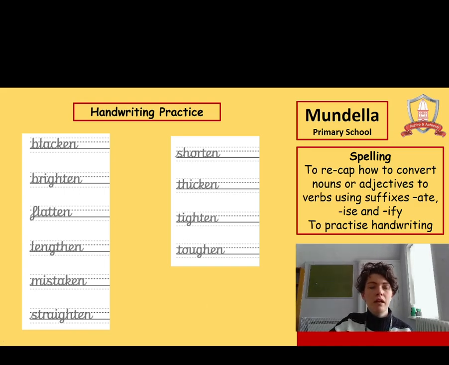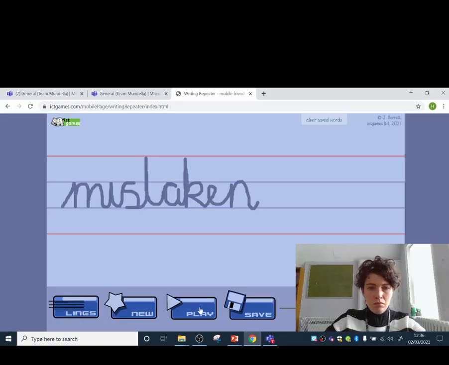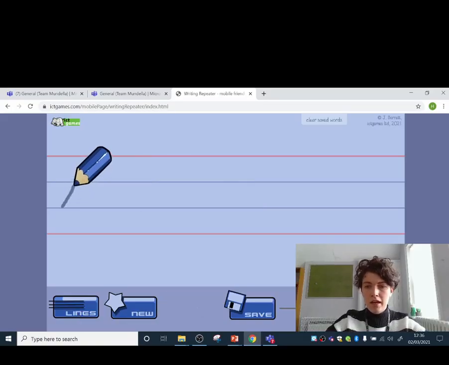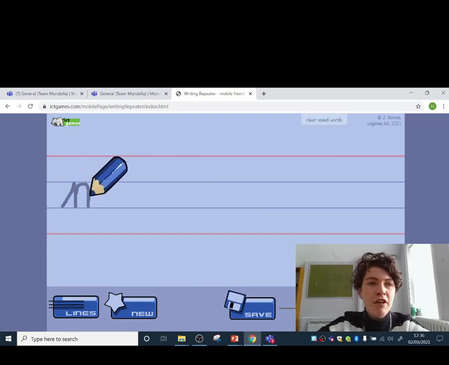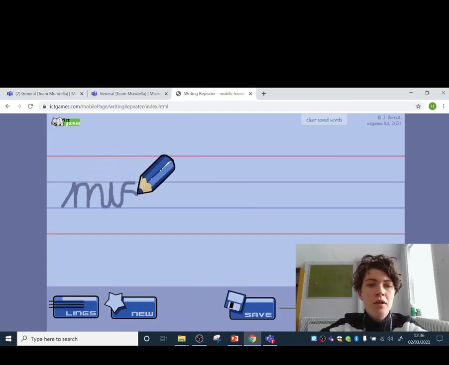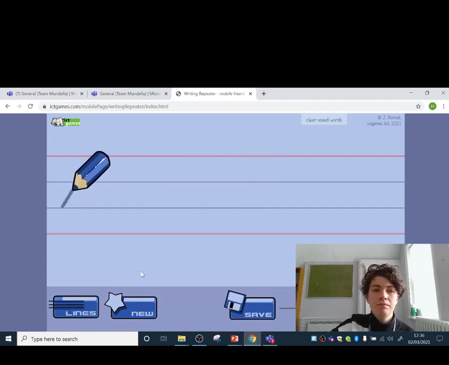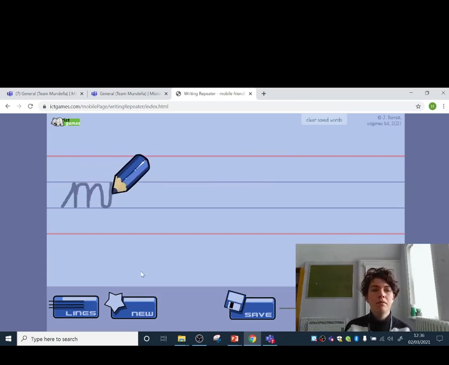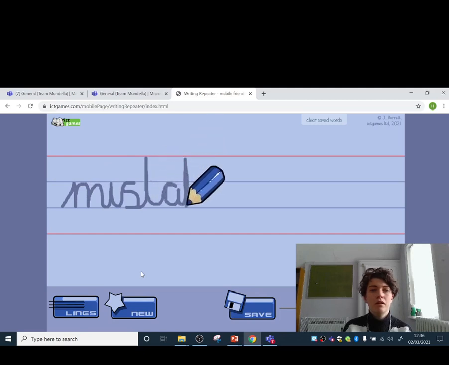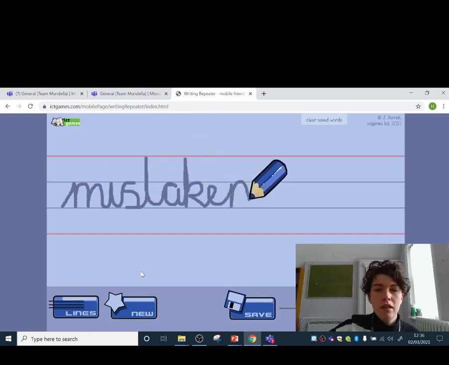So now that we've had a look to see what the spelling words mean, let's have a little practice with handwriting. Okay then, so the first spelling word that I'm going to show you is mistaken, to make an error. So if you're mistaken, it means you've made an error. So let's have a little look at that one again. So we make the M, I-S, making sure the join is nice and clear.